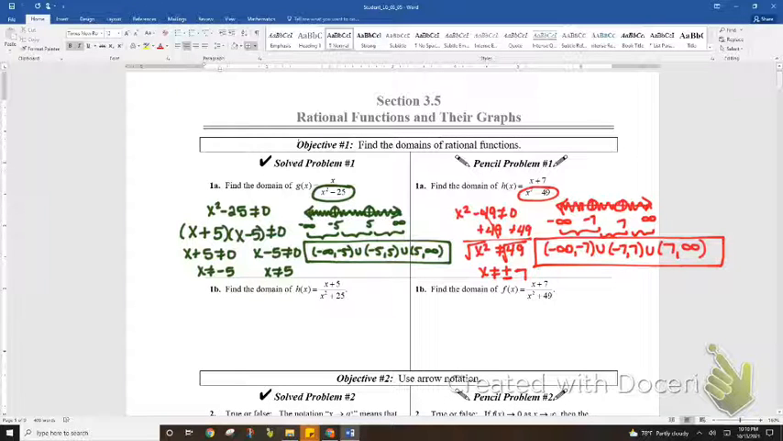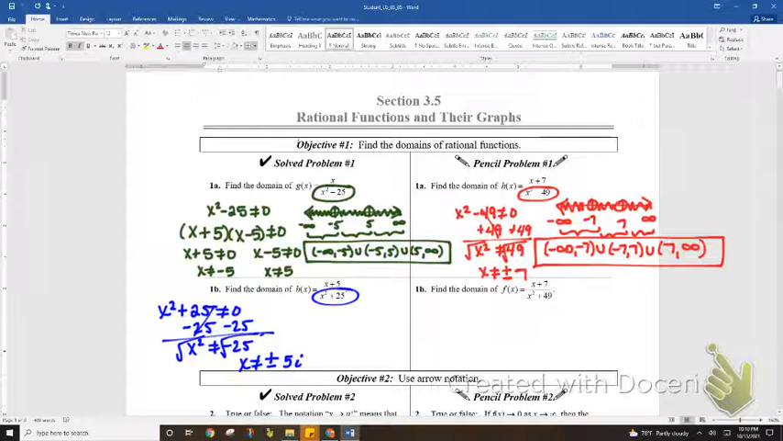Alright, solved problem 1b. We have kind of the same thing. We have a fraction with x in the denominator, so we know that our denominator cannot equal 0. I can't factor this one. If they're squares, they have to be a difference of squares, and this is a sum. So I'm just going to have to solve it like I did the previous problem. We get x squared cannot equal negative 25. Take the square root, and we get x cannot equal plus or minus the square root of negative 25, which is 5i.